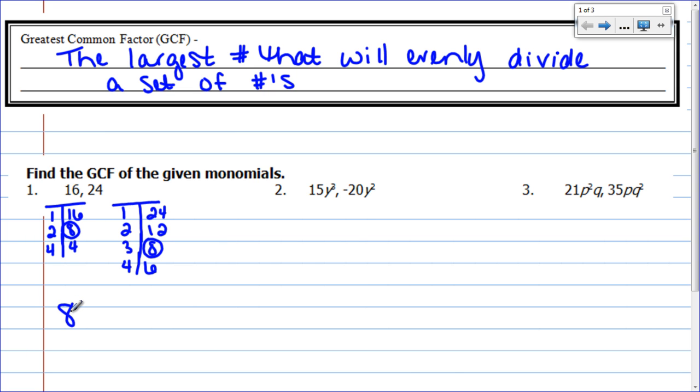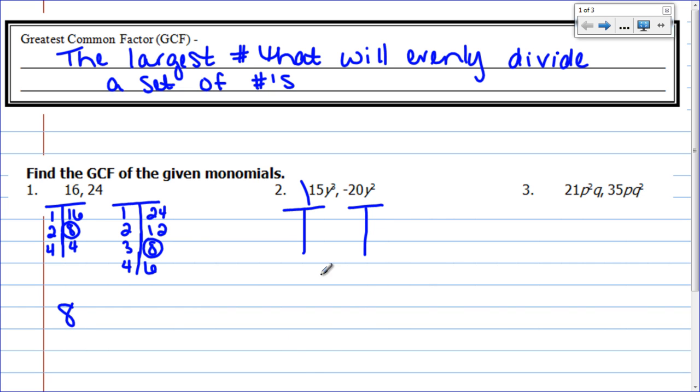But when you get to a question like number 2, now we have numbers and we have variables and we have a positive and a negative. Well, we're going to ignore the negative only because both numbers don't have a negative. Since both of them aren't negative, then the GCF can't be negative because they don't share a negative. They don't have that in common. But we're still going to do our T.